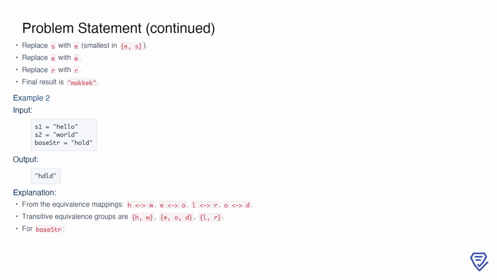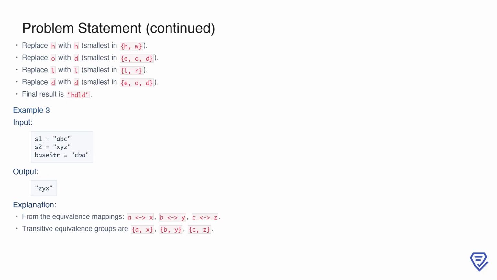Now let's look at another example. Here, s1 is "hello", s2 is "world", and baseStr is "hold". The equivalence relationships from s1 and s2 give us mappings: h to w, e to o, l to r, and o to d. Using transitive relationships, we group these mappings into {H, W}, {E, O, D}, and {L, R}. For the second example, we transform baseStr by replacing each character with the smallest in its equivalence group.